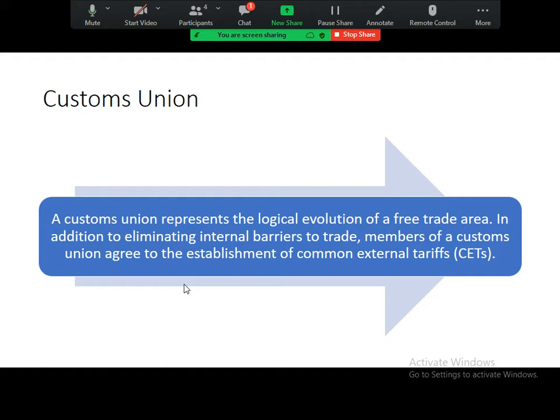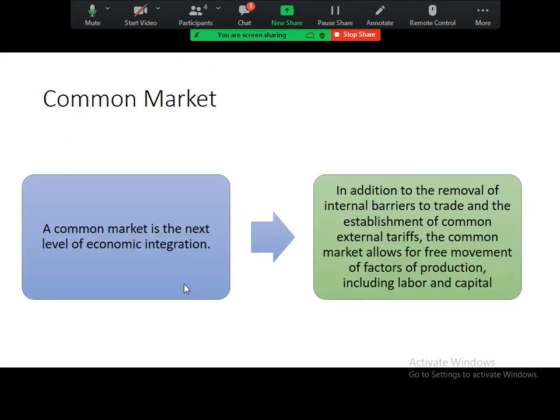Other customs unions discussed in this chapter are the Andean Community, then SICA, that is the Central American Integration System, then CARICOM also. We will come to CARICOM later. So this is about customs union. Then what is a common market?